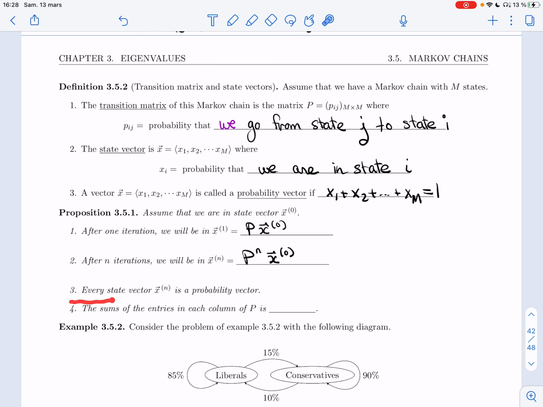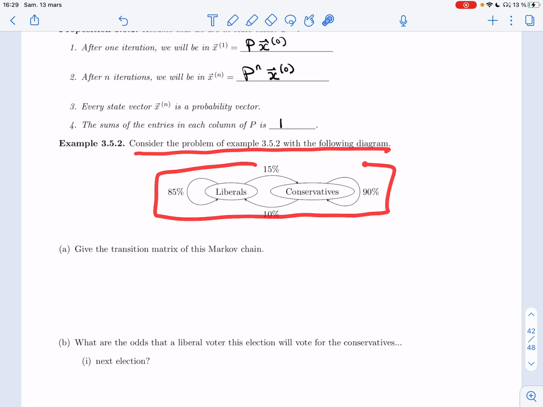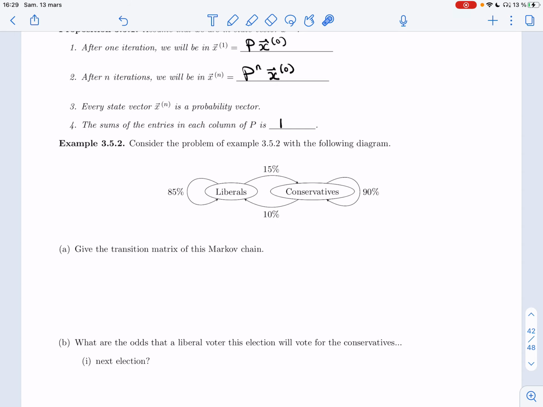Part 3: every state vector is a probability vector, and the sum of the entries of each column of P is 1. Before we prove this proposition, which we'll do next, I want to do an example just to give you a sense of what the transition matrix is. Let's look again at the example that we looked at before with conservatives and liberals, 85%, 15%, 10%, and 90%. Give the transition matrix of this Markov chain.